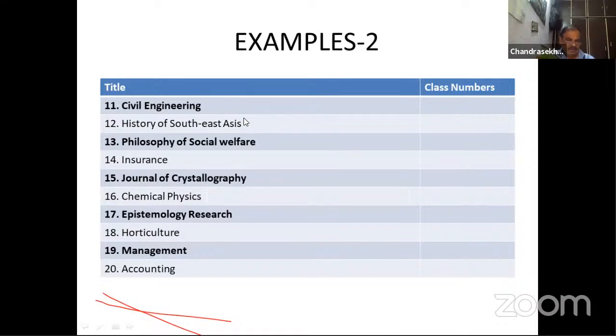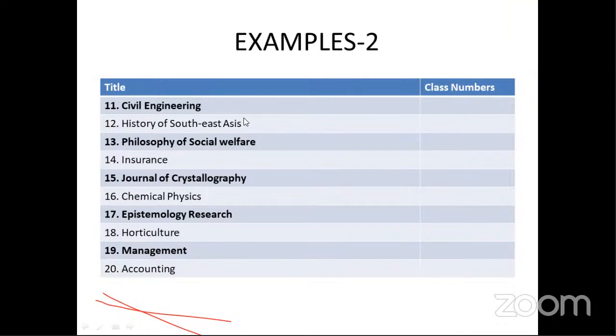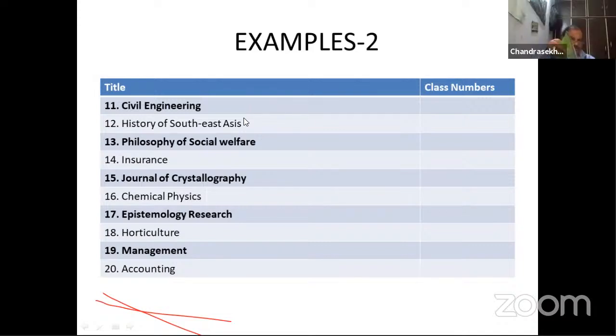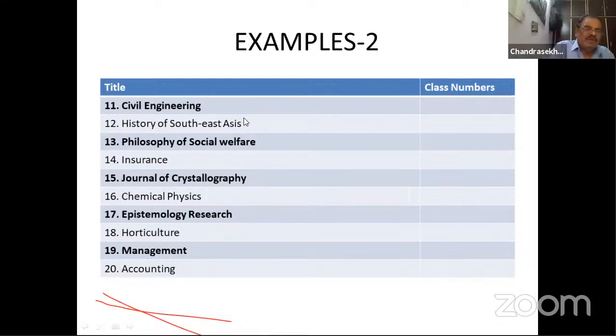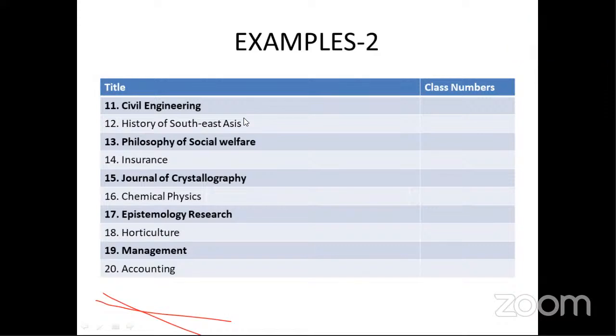So it is not there under physics. So chemical physics, whether they are given under chemistry. 530 is physics. 541, sir. Chemical physics, not physical chemistry. Physical chemistry is different from chemical physics. Chemical physics is the physical aspect relating to the chemistry. So we can take 539 as a book number.